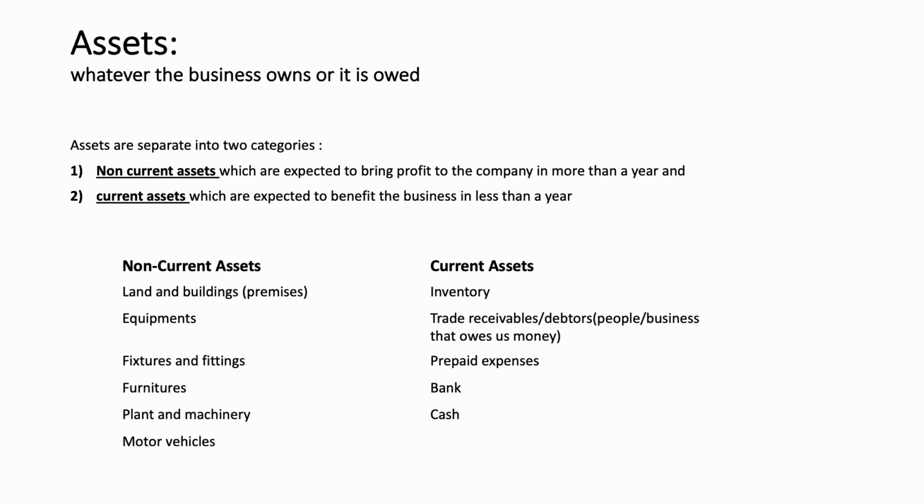Those two usually go together at a more advanced level, but you can find them one by one as well. Equipment, fixtures and fittings, furniture of the company, plant and machinery, and motor vehicles. Some examples of current assets are inventory or stock, trade receivables or debtors, who are people or companies that owe money to you, and by you I mean your company of course, prepaid expenses such as rent prepaid, bank, which is the amount of money that the business has in the bank accounts, and cash.